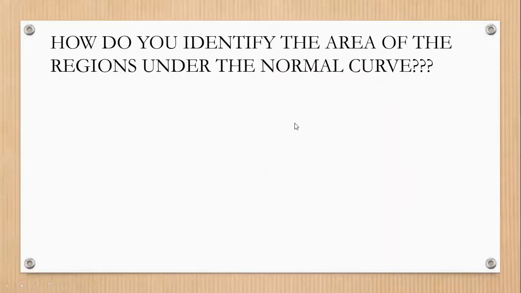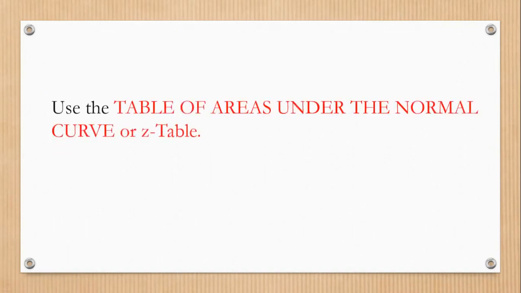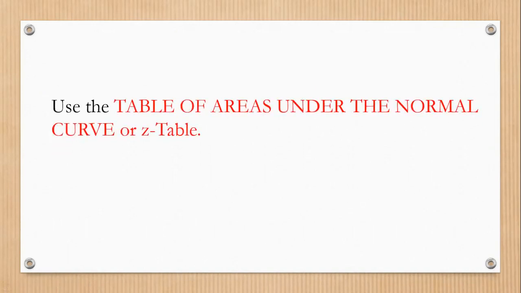So, question: how do you identify the area of the regions under the normal curve? Of course, we need to use the areas under the normal curve, or the z-table. So if you have a book on statistics, or you can search online for the z-table. If you have time, you can print out the z-table, because in the next discussions we'll be using that table.